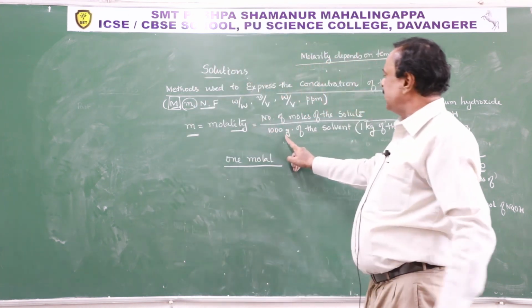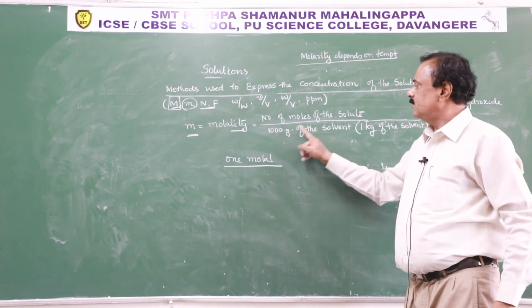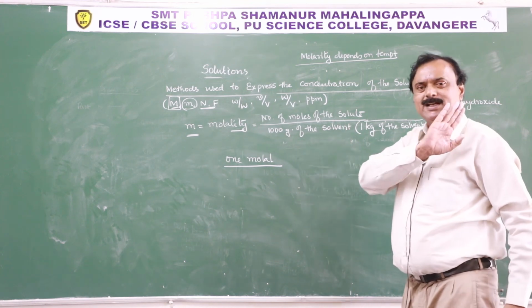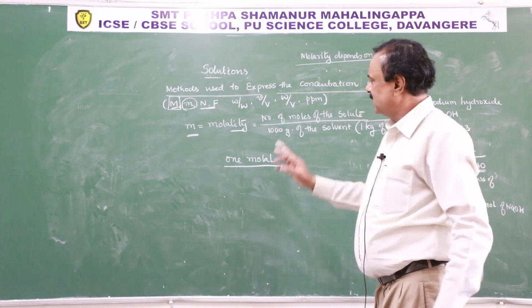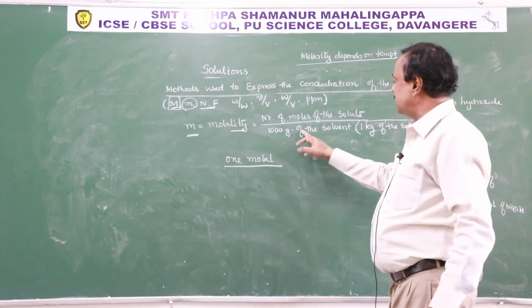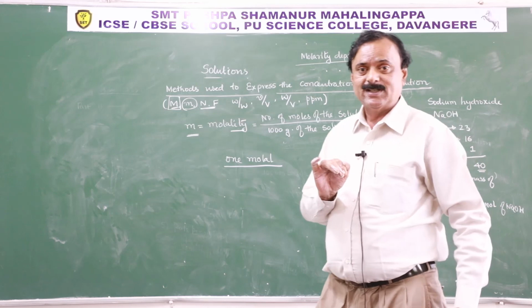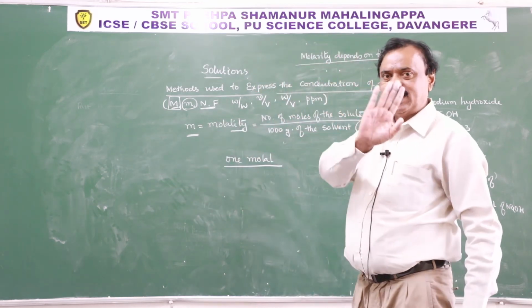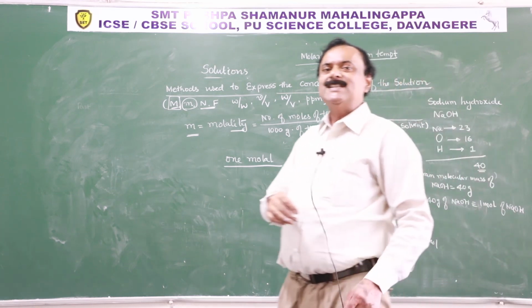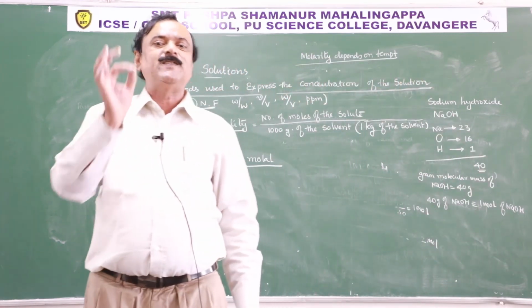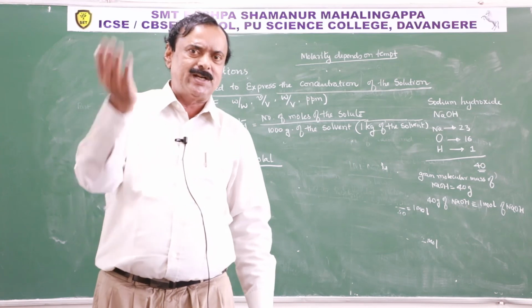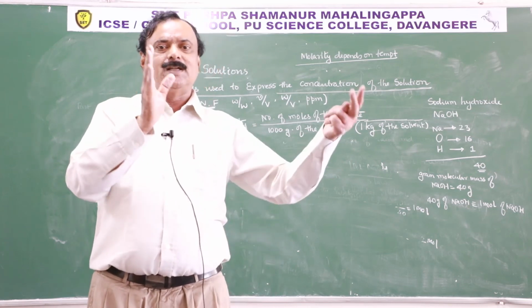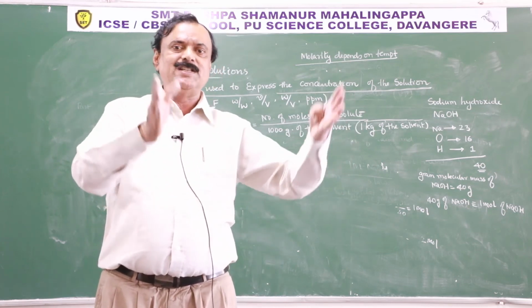In the denominator, we do not have any volume factor like liter. Volume depends upon temperature, but amount does not. Therefore, in both numerator and denominator we do not have any volume factor, and hence molality is independent of temperature. Whether temperature increases or decreases, the molality strength of the solution is always fixed.